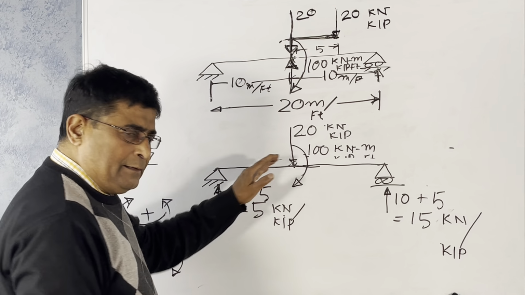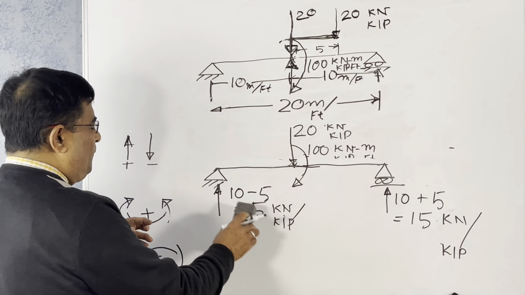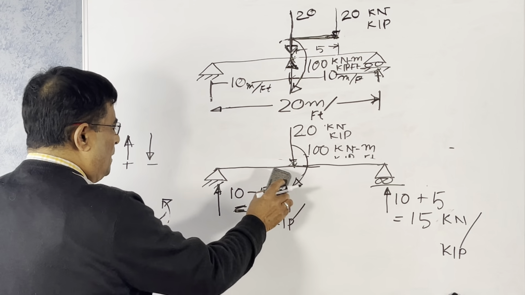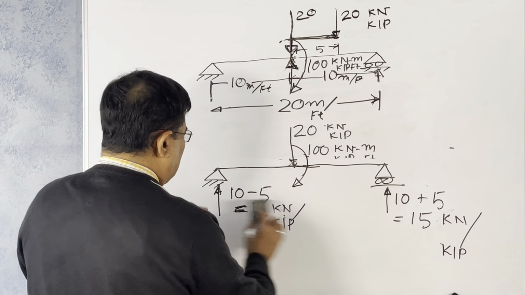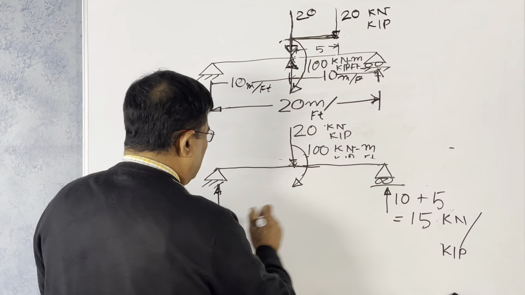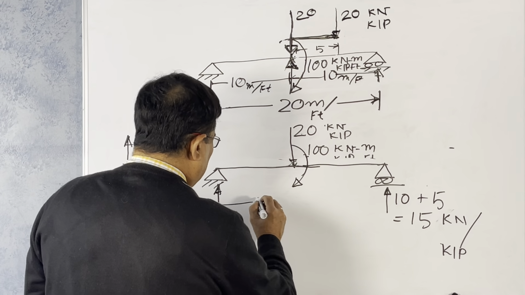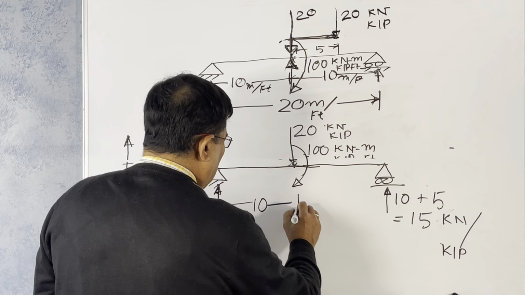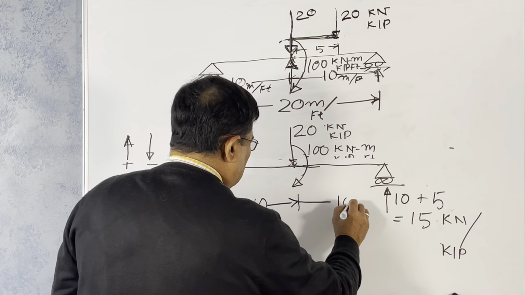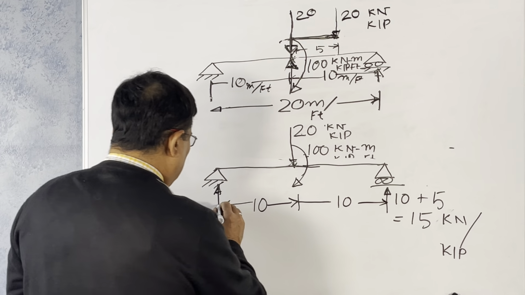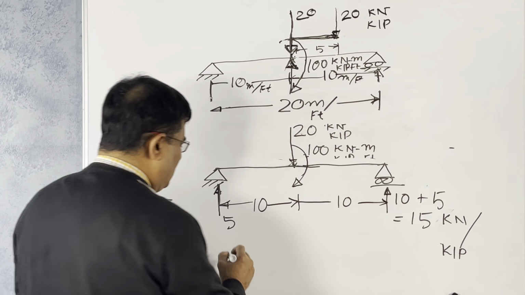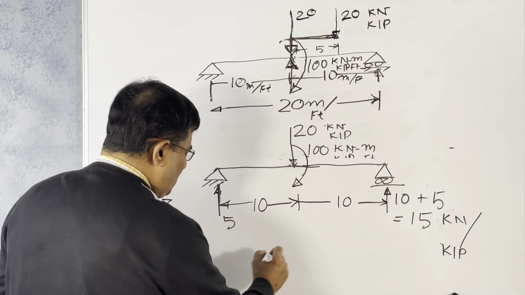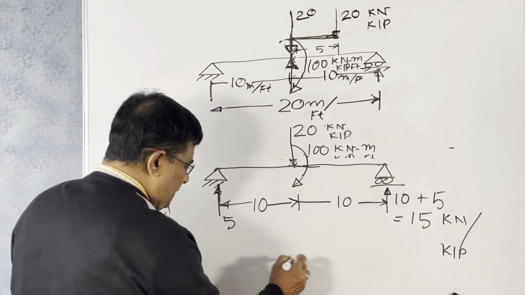No force is there, right? 5 times 10. From here to here, the distance is 10. Okay? This is from here to here, it is 10. So this is 5, this is 15. So 5 times 10 equals 50.